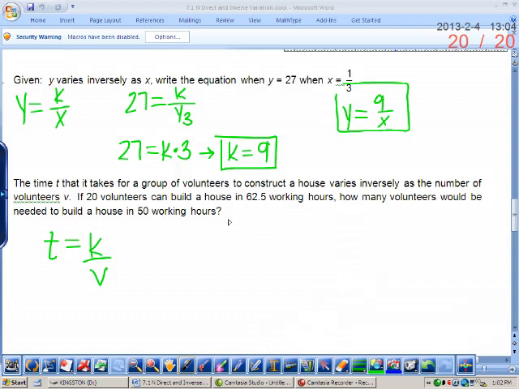Okay, 20 volunteers can build a house in 62.5 hours. So if I plug those in, what do I have? Good. How do I solve that? Okay, and if I multiply by 20, 1,250 is my K value. How does that help me? Okay, now I rewrite my equation. So, sorry, that should say 1,250 equals K. So my equation is T equals 1,250 over V. Remember, I'm looking for that equation.